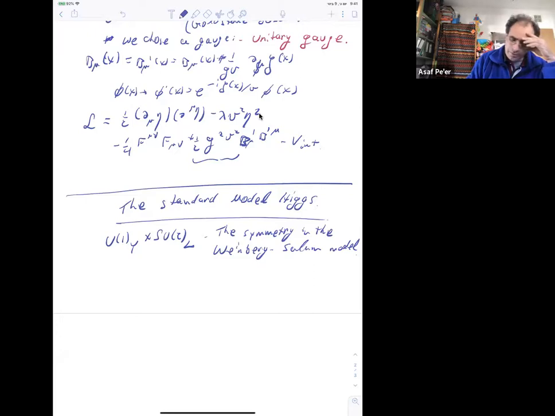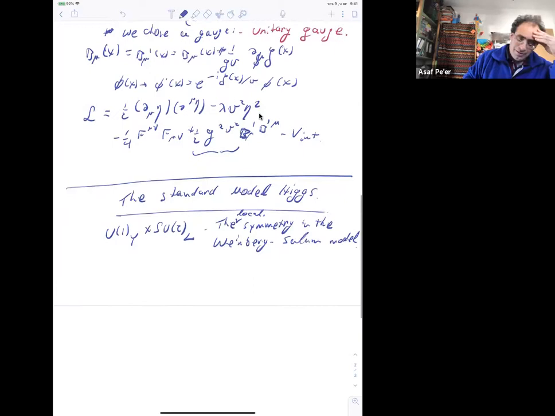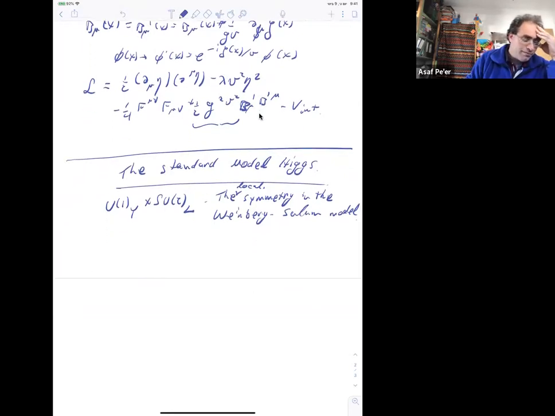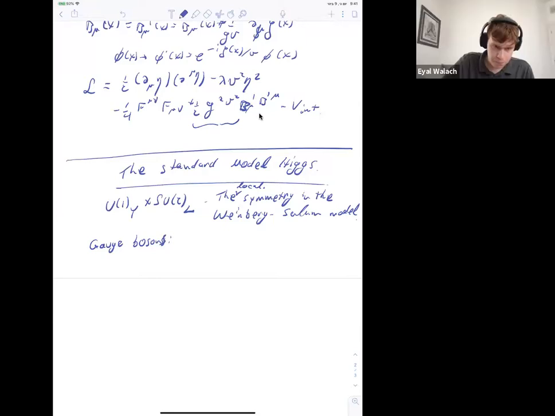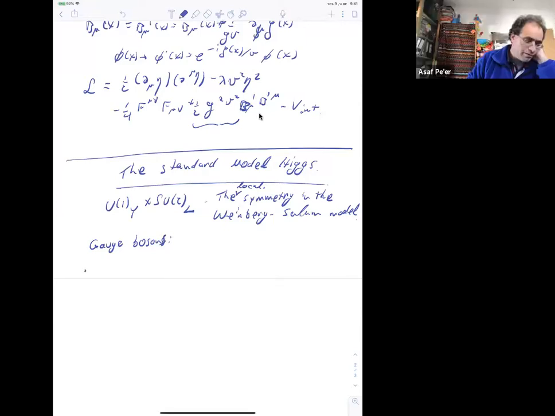So this is the local symmetry. To be more precise, this is a local gauge symmetry of the electroweak sector of the standard model. So in this symmetry, how many gauge bosons do we have? 4, right? So what are these for?